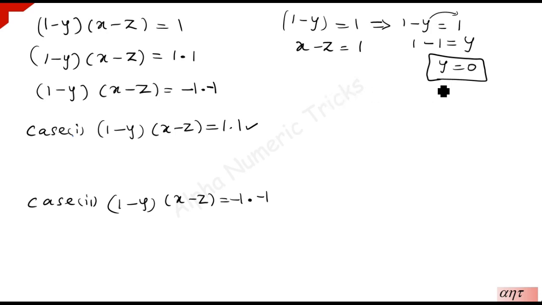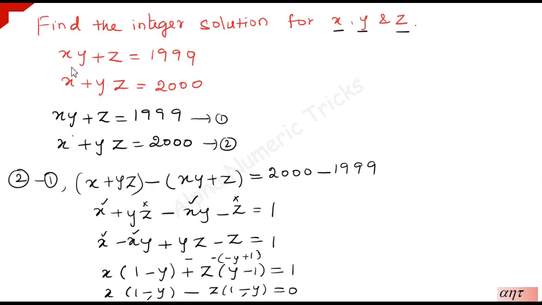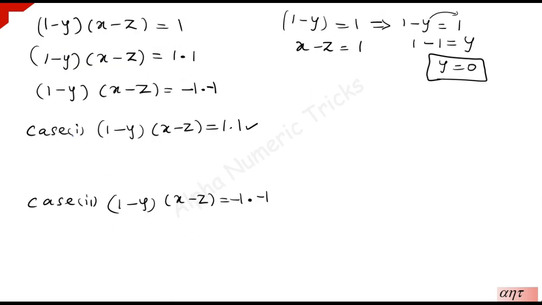You have to substitute this value of y in our problem. What is our problem? Here, xy plus z is equal to 1999. So this is our problem: xy plus z is equal to 1999, and x plus yz is equal to 2000. So you just substitute the value of y here.